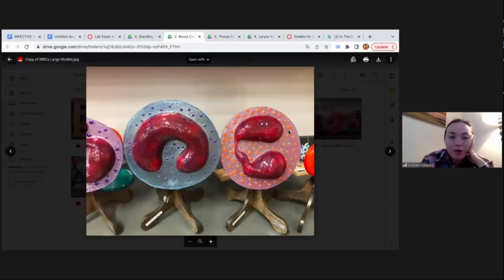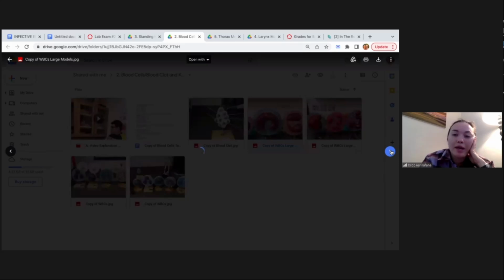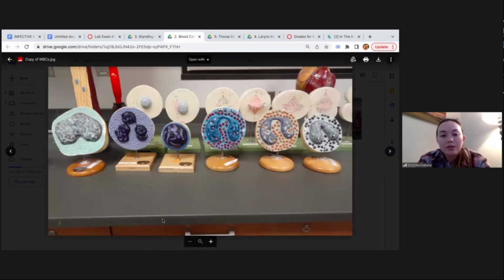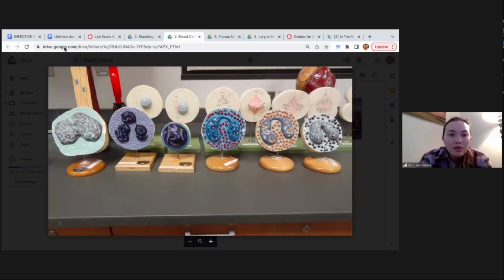Now remember, we have our white blood cells. You need to know them as both the big models and then these little models. So both of them. Let's do the little models first. You have your neutrophil here. This guy is your neutrophil. This is your lymphocyte. This is your eosinophil. Remember, it kind of looks like the letter E. Over here is a basophil. And this is a monocyte.